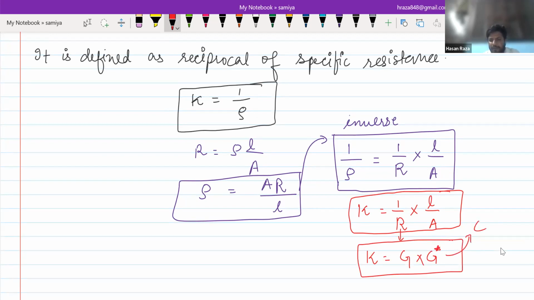You can also solve this equation to find the value of kappa in your own way. What I did is I know that kappa is equal to 1 by rho, so I just took the inverse, and 1 by rho is equal to kappa, 1 by R into L by A. L by A, length of conductor per unit area of cross section, is called the cell constant and is denoted by G star. That's why I wrote it. Please write it, and then we will talk about the units and all other things.